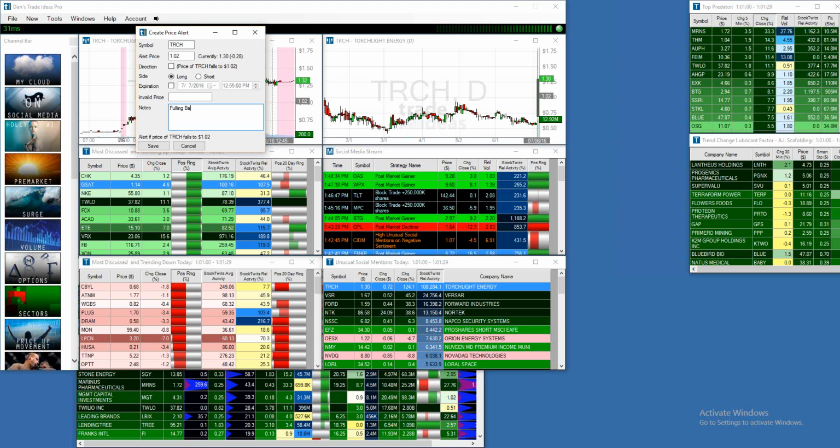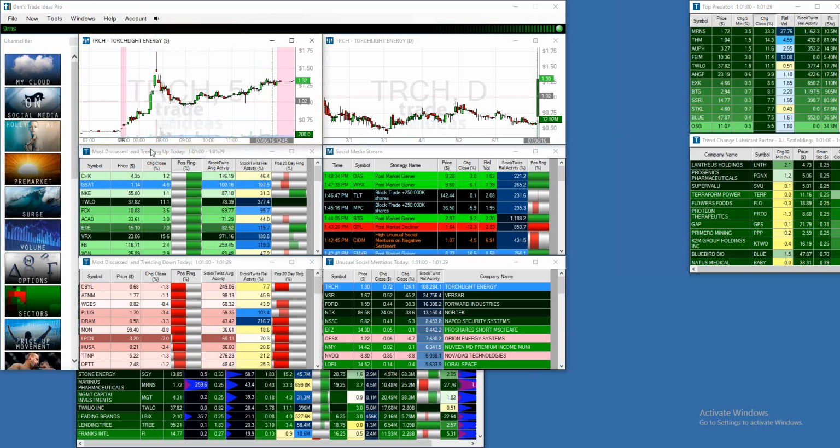Pulling back. And I can make a note. Still a good buy. Okay, now we have this ready if it comes back to us. If it goes up even higher, again, you can do the same thing. You can set up another alert right over here.